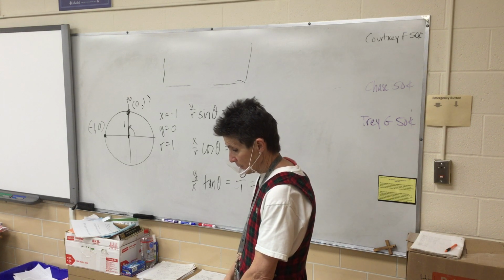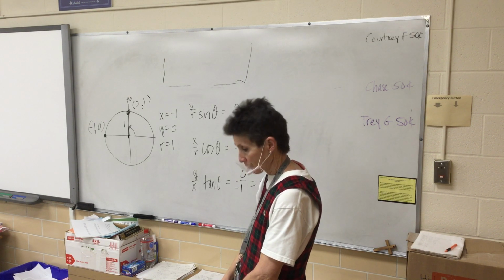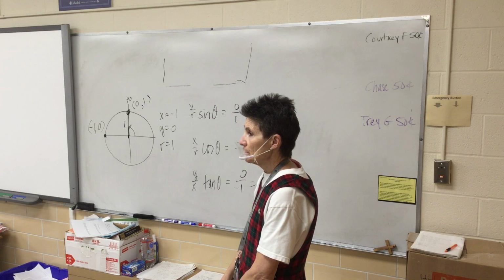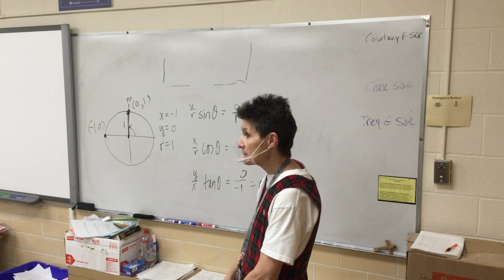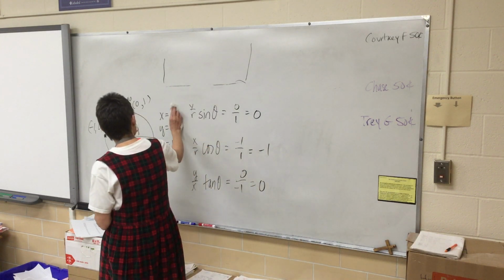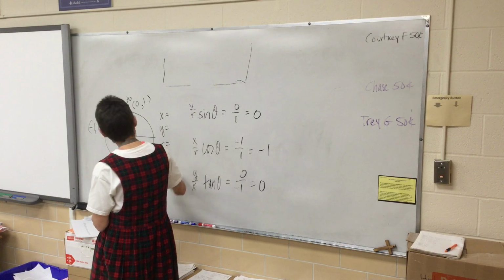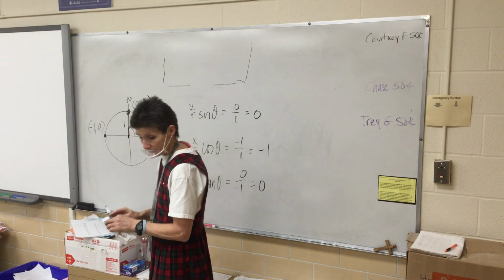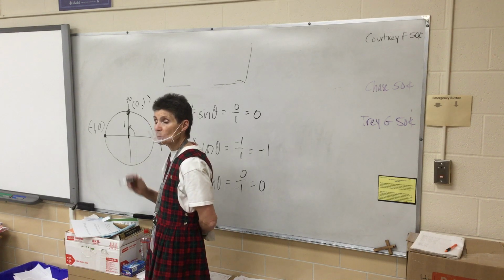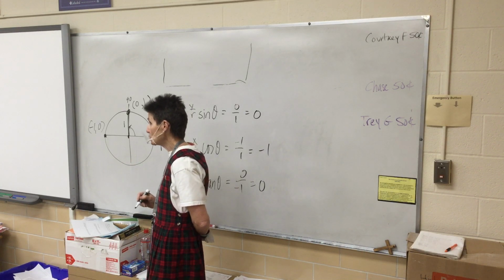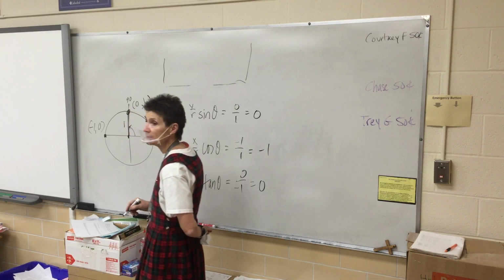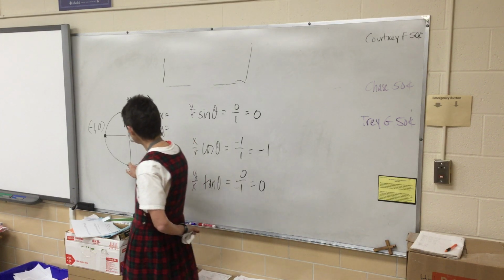What do you think about the next one? How are you going to start that? You're going to figure out what 3 pi over 2 is? All right, so figure out what 3 pi over 2 is. 270. Pi is 180. 180 divided by 2 is 90. And 90 times 3 is 270. Where's 270? Straight down, right here.